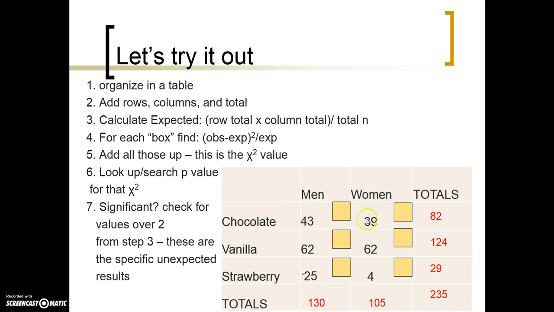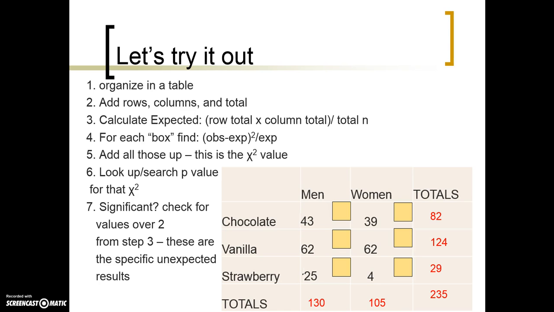So 43 plus 39 is 82. 62 is 124. 25 plus 4, 29. Then we're going to add up the column totals. So 43 plus 62 plus 25 is 130. And then we can add up these 2 to get our total. It's the same as if we added up these 3 to get our total. So there's only 235 people that I asked what their favorite ice cream was.